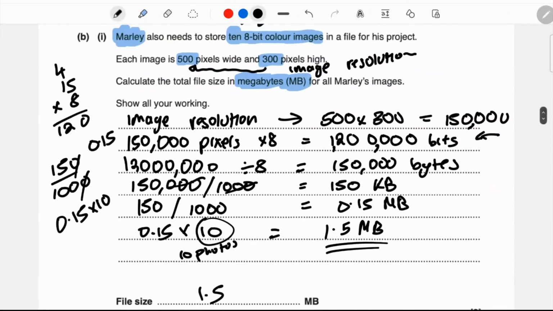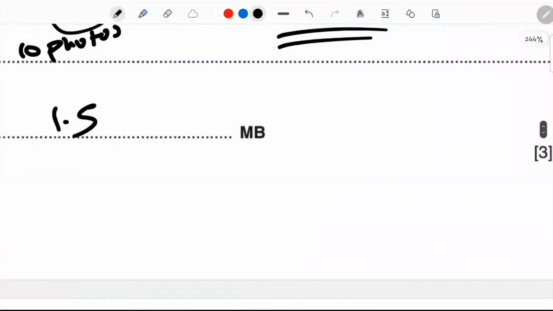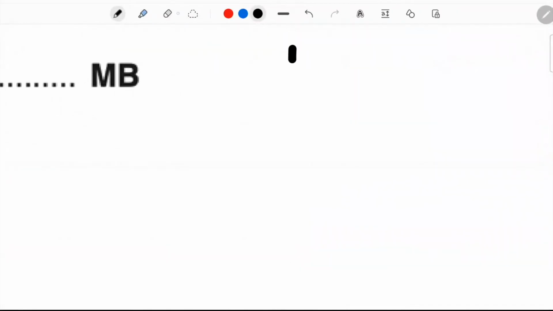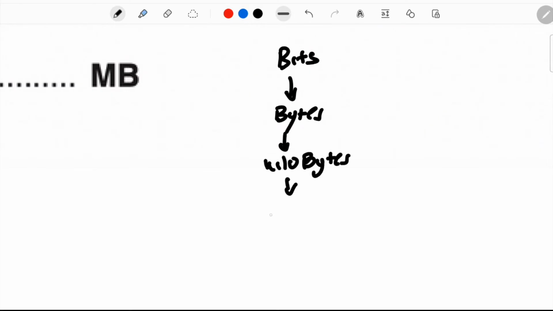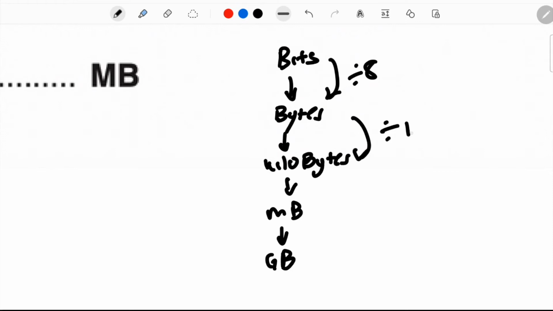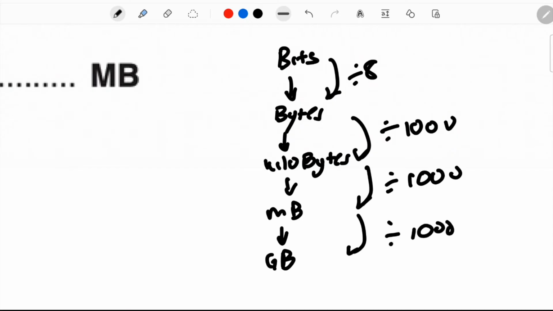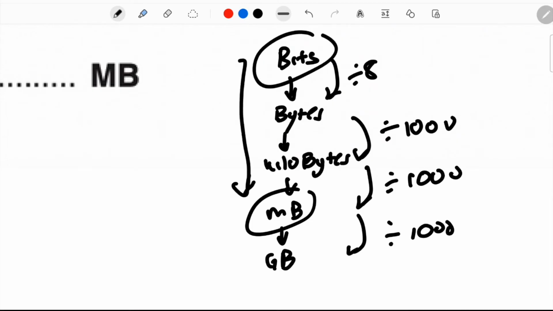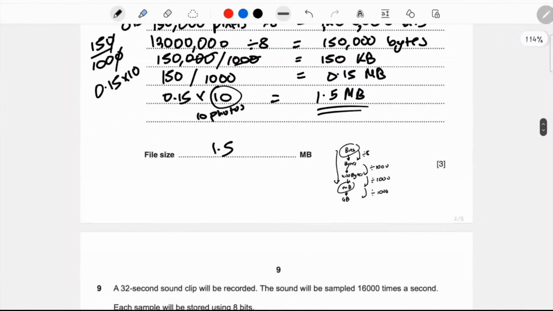I'm hoping you followed. So the trick here is just this thing I'm going to tell you. You start off with bits. These bits go to bytes. These bytes go to kilobytes. Then megabytes, gigabytes, and so on. From bits to bytes, divide by 8. This, divide by 1000. This, divide by 1000. This, divide by 1000. That's the trick. So if they want me to do megabytes, I'll start off from here and work my way down. Then the number of photographs will be the answer. Okay? So I'm hoping you have understood that.